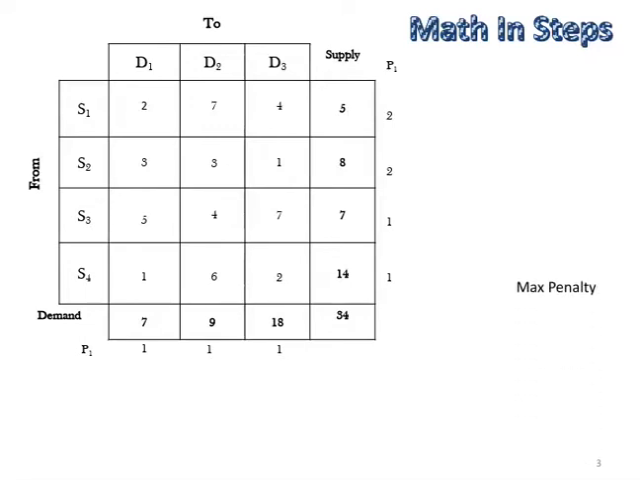We look for the maximum penalty. In that, we look for the minimum cost. In that, we allot. And we allot the minimum of supply and demand. So here we can see the maximum penalty. We have to look for both row wise as well as column wise. The maximum penalty is 2 and there is a tie.